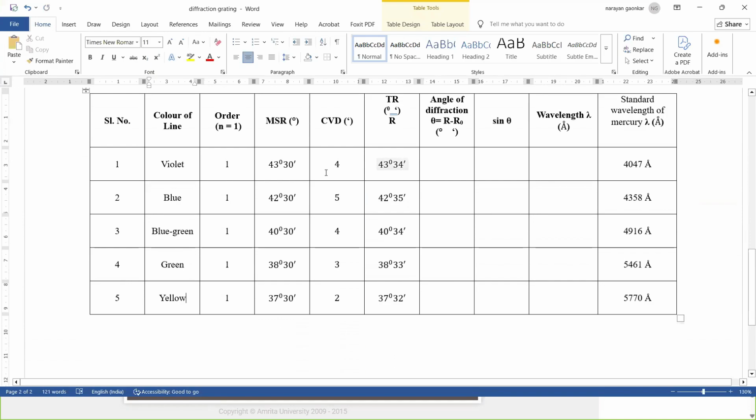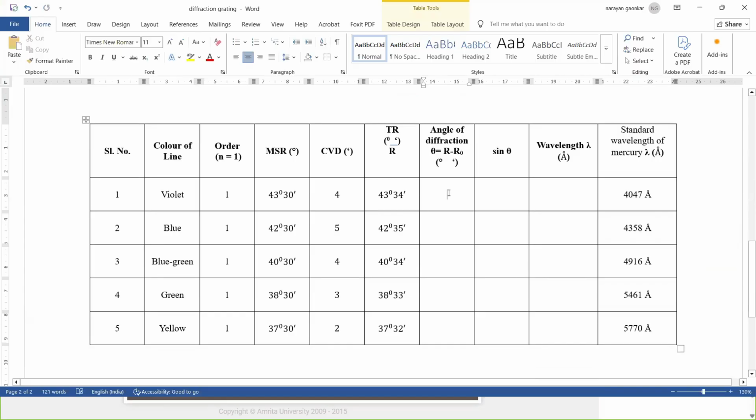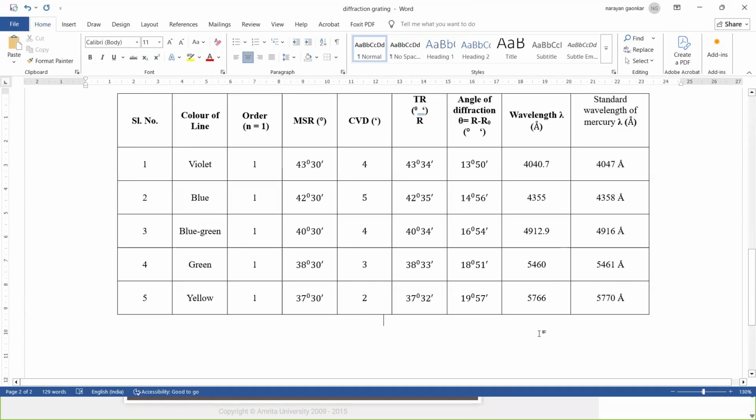Using the formula d sin theta equal to n lambda, and by taking the first order n equal to 1, I have calculated the value of wavelength, and they are exactly matching with the standard wavelength of Mercury, and there is a small error. It may be an experimental error or an error while taking the readings. And it shows that this experiment gives you the wavelength of spectral lines of the optical source. Using this technique, you can find out the unknown wavelength of the spectral lines also.